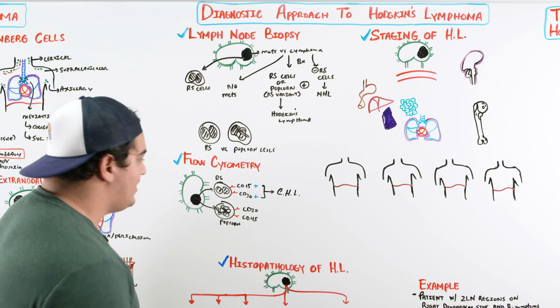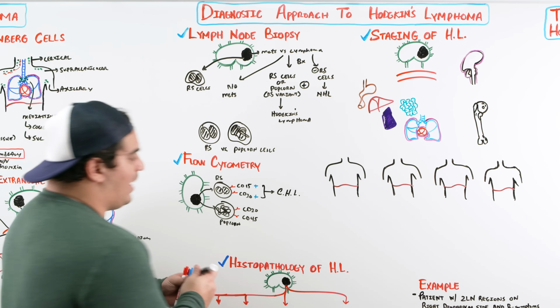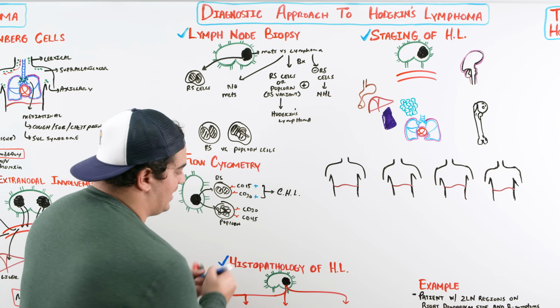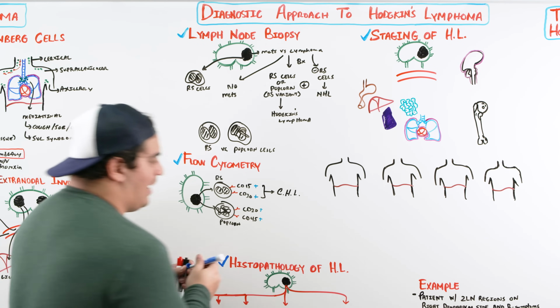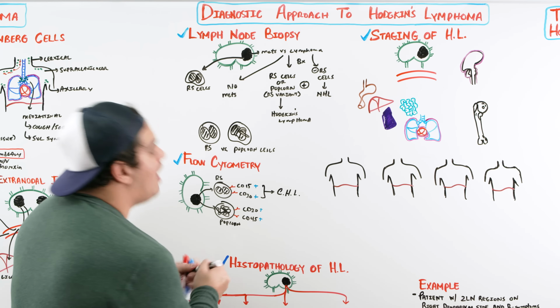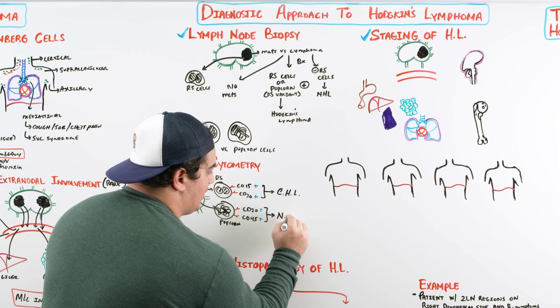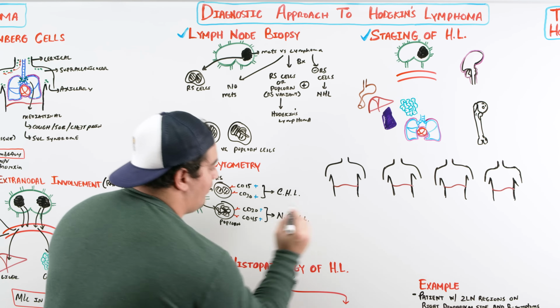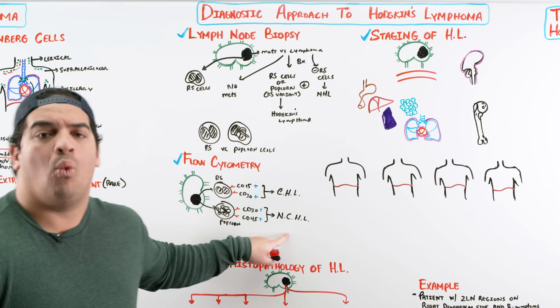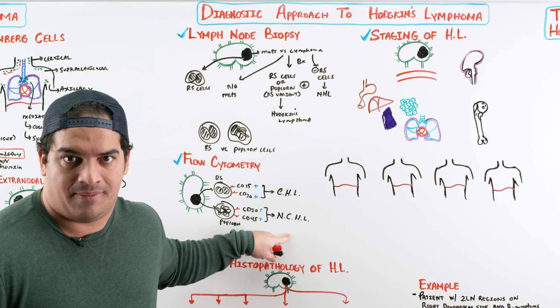You're like, what the heck? Why doesn't it end? If the CD20 is positive and the CD45 is positive, this is called non-classical Hodgkin's lymphoma. And there's only one subtype for this one, thank goodness.